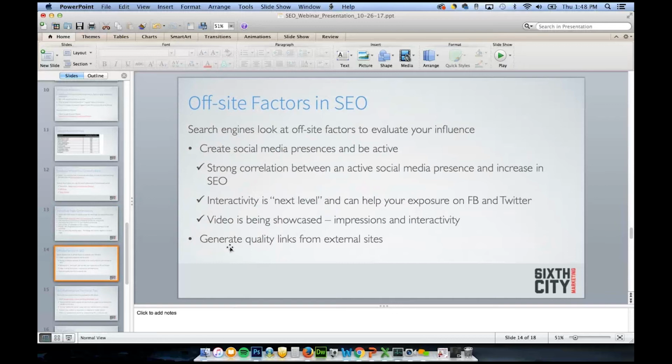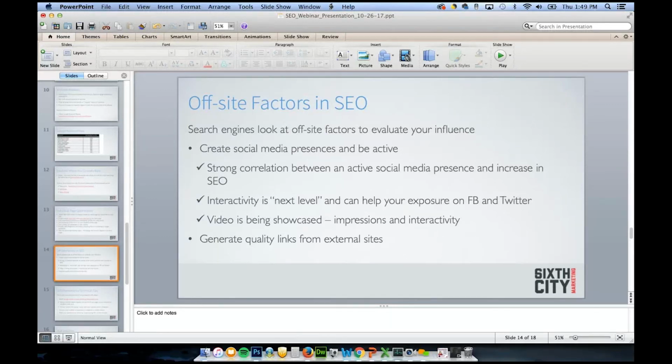Offsite factors. So I know I mentioned link building. I'm actually going to just mention that very briefly here. Social media has had more and more of an impact in how search engines rank you. So what we recommend to clients, and we do this on behalf of clients, is not only creating social media presences and having active social media presences, but having engaging social media presences.